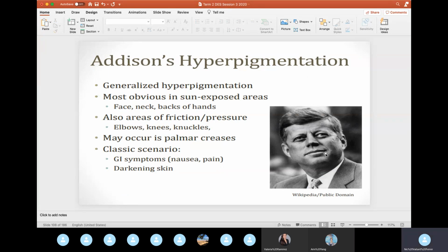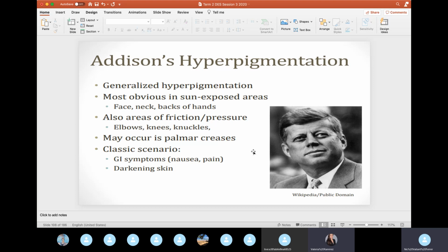Look at this one. This is the famous president, JFK, right? He had Addison's disease. He concealed it from the public during his presidential run. So this is Addison's hyperpigmentation. You can have generalized hyperpigmentation. Why do you have hyperpigmentation in Addison's? What's the mechanism of hyperpigmentation? The melanocorticoid is formed from the ACTH, something like that. Mm-hmm. And?